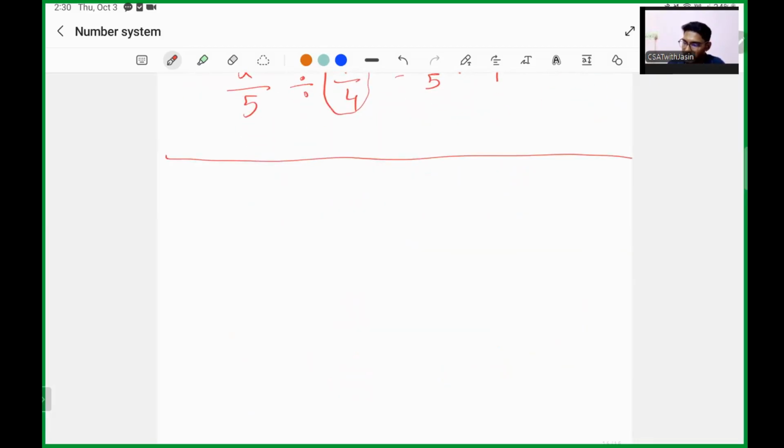Now, this is important. Okay, this is actually important. Finding the smallest or largest among fractions.